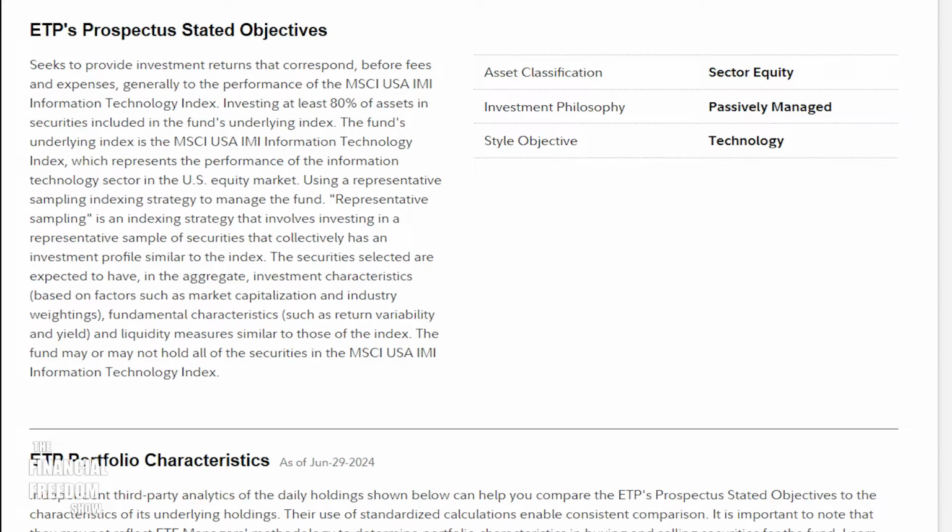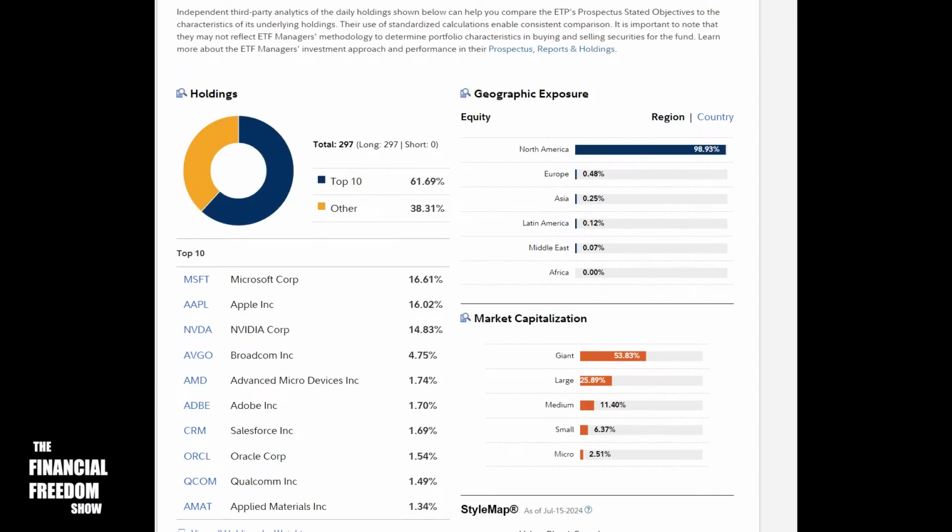The primary goal of FTEC is to provide investors with exposure to a broad range of U.S. technology companies. These companies are leaders in innovation and include well-known names like Apple, Microsoft, NVIDIA, and Google. By investing in FTEC, you are getting a slice of the technology sector's growth potential.